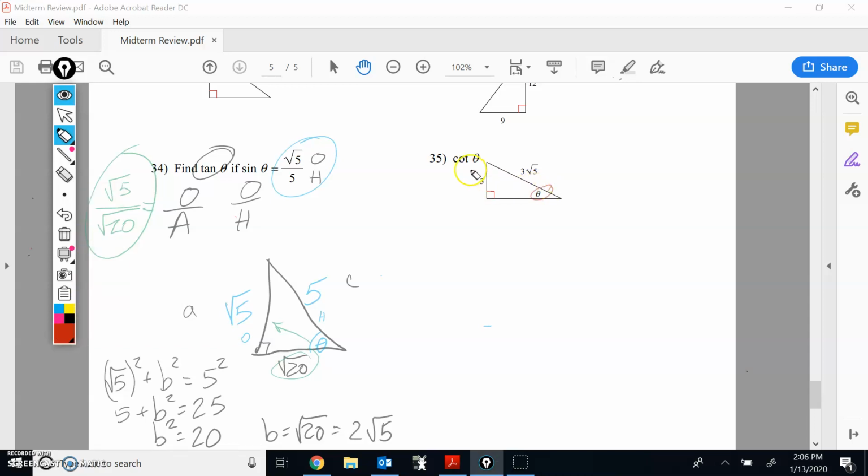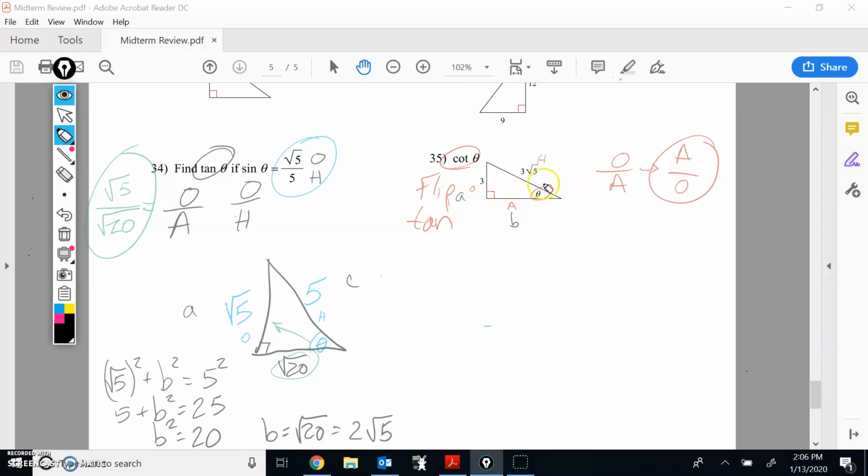Here's our theta, and we want the cotangent. The cotangent is the flip of tan. So think about it. If tan is the opposite over adjacent, then if you flip it, we're looking for adjacent over opposite. Here is our theta. Here's opposite. Here's adjacent. And here's hypotenuse. You're going to have to do the Pythagorean theorem again to find the missing third side.